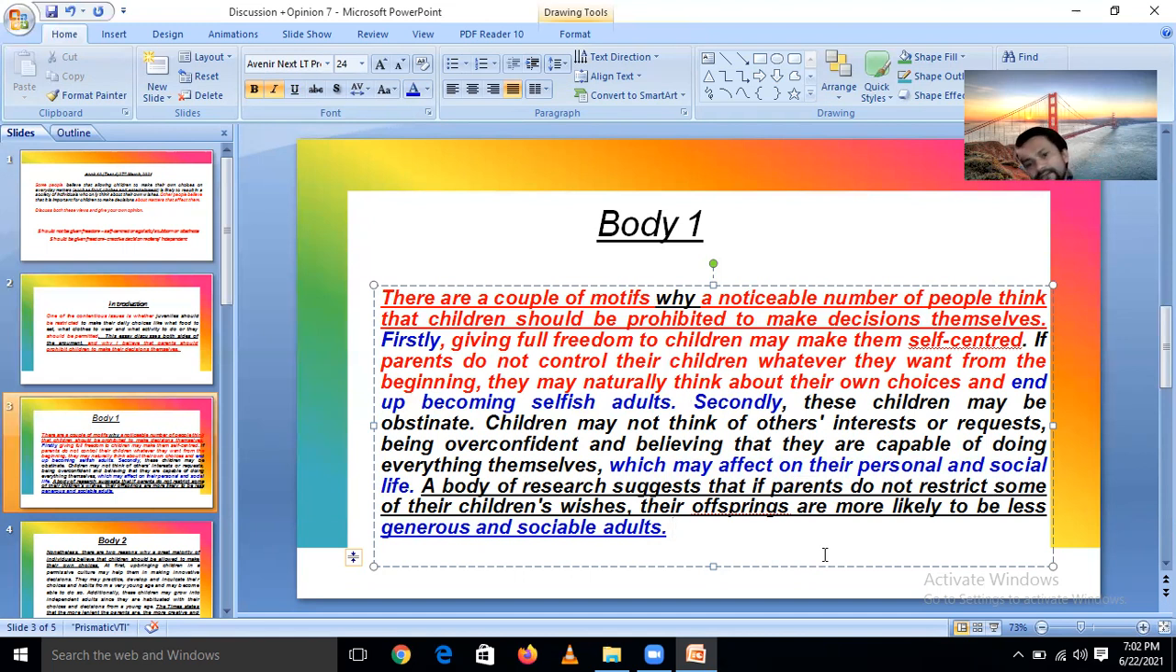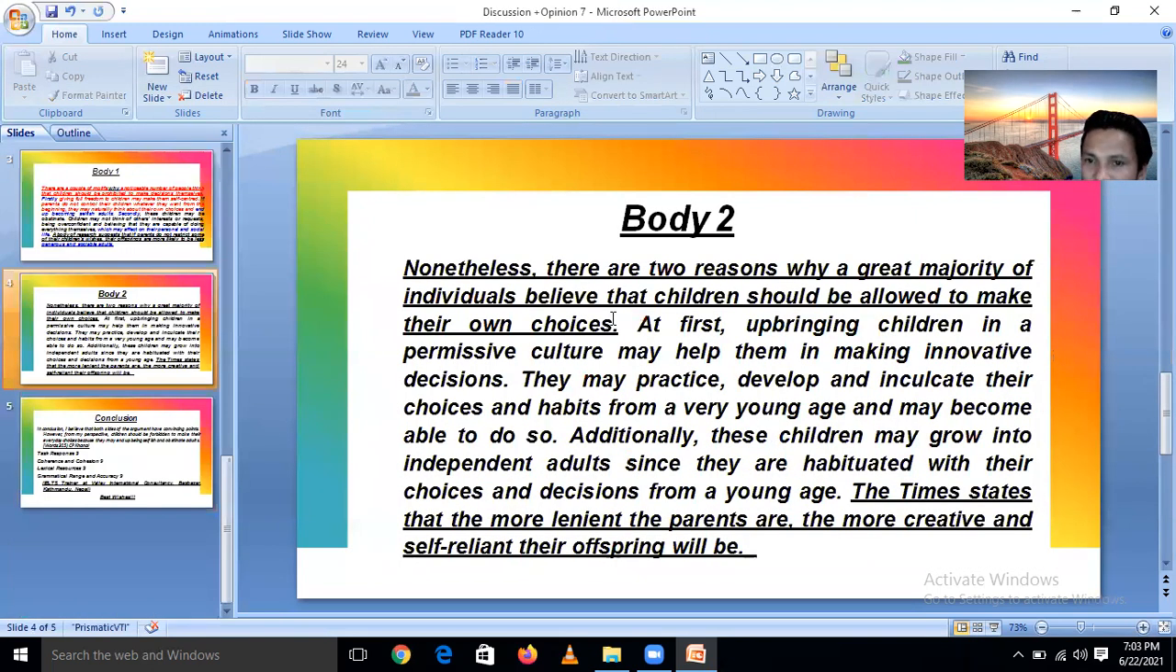Look, topic sentence. Firstly, first point, explanation, result. Secondly, second point, explanation, result. Then this body paragraph is supported with the example. A body of research suggests that if the parents do not restrict some of their children's wishes, their offsprings are more likely to be less generous and sociable adults. So this is how the first body of the essay is done. This is the side that you have supported in the introduction.